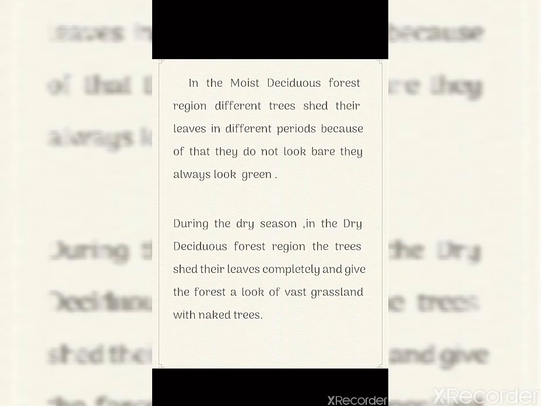In the moist deciduous forest region, different trees shed their leaves in different periods. Because of that, they do not look bare, they always look green. During the dry season, in the dry deciduous forest region, the trees shed their leaves completely and give the forest a look of vast grassland with naked trees.